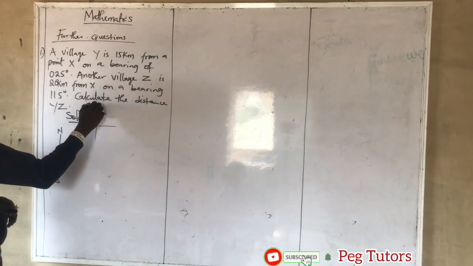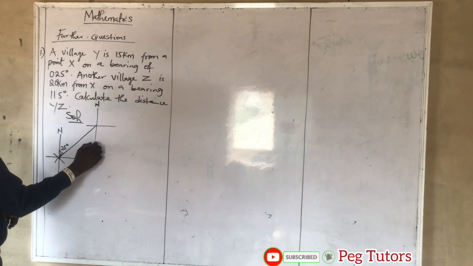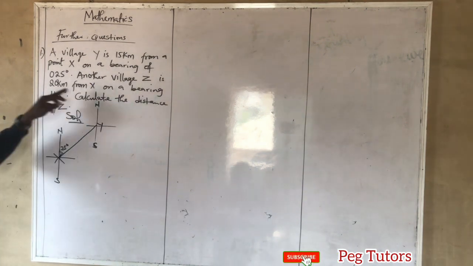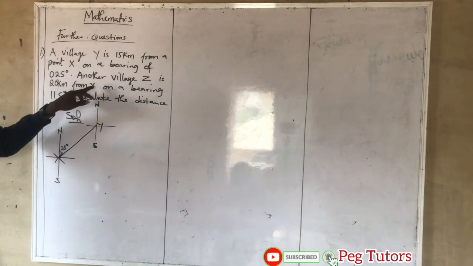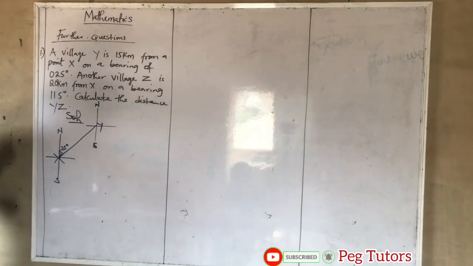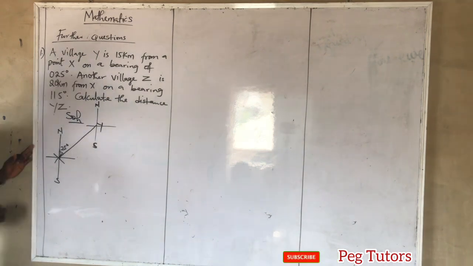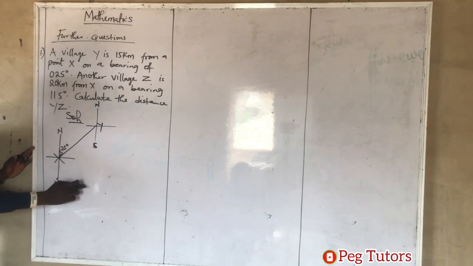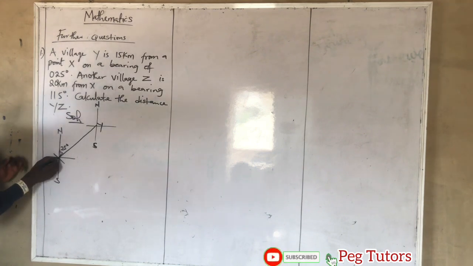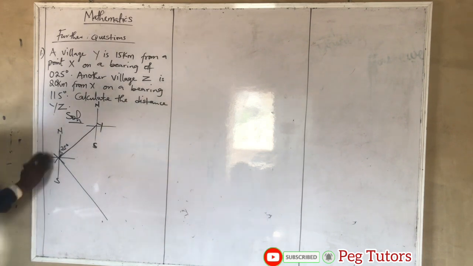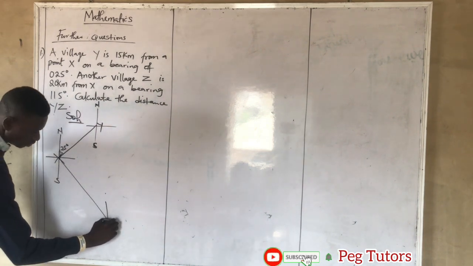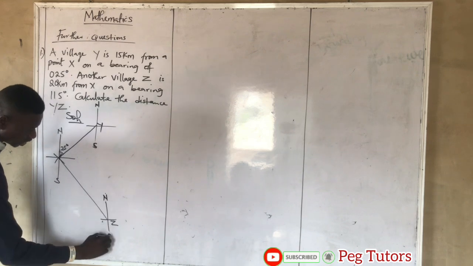So here we have north of Y again, then south of Y. Again, another village Z is 20 kilometers from X on a bearing of 115. So where will 115 be at X? Southeast, because from here to here is 180, so southeast will be around here. So let's construct somewhere around here down. Somewhere along this line will be our point Z. This is north of Z, this is south of Z.